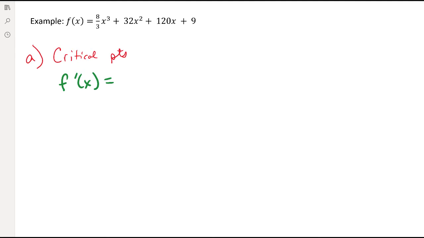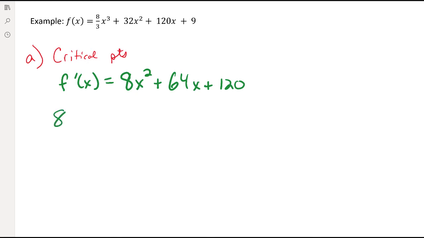So 3 is going to multiply 8/3. 3 times 8/3, those 3's will cancel. We're left with 8x squared plus 2 times 32 is 64x to the first, and the derivative of 120x is 120, and the derivative of 9 is 0. All right, so there's our derivative. Our critical points are going to be anywhere this first derivative is undefined or equal to 0. As we look at this derivative, it's never going to be undefined. It's valid for all values of x. So the only time we're going to have a critical point is if this derivative equals 0.